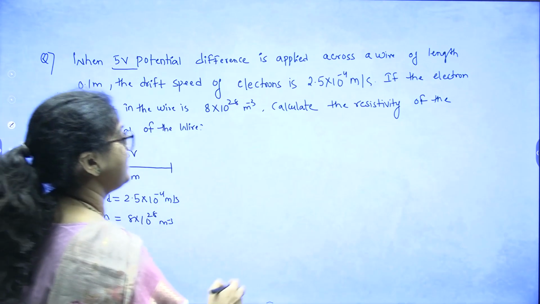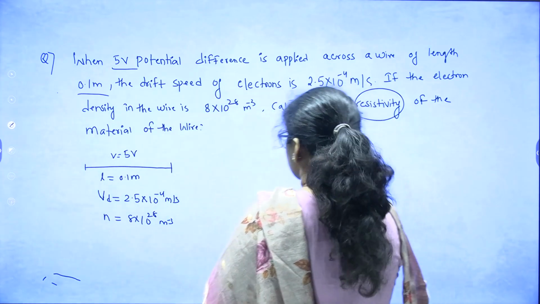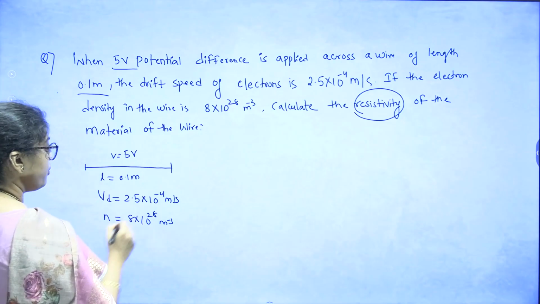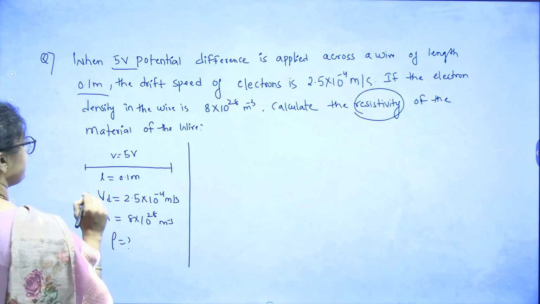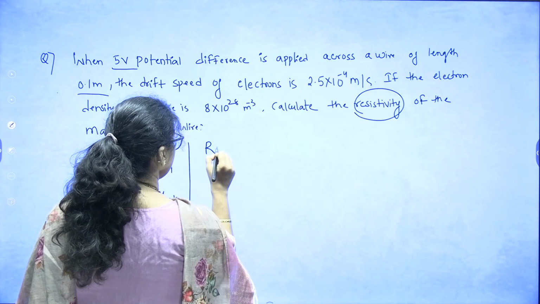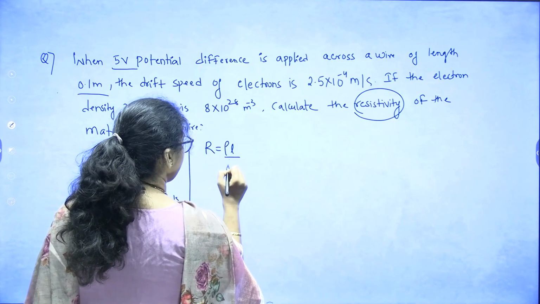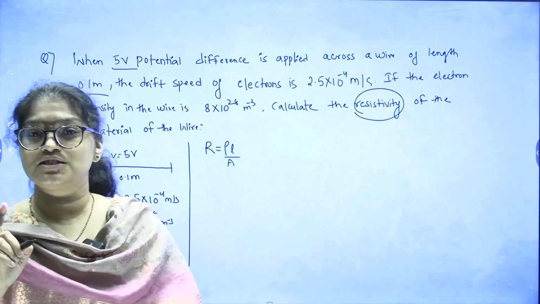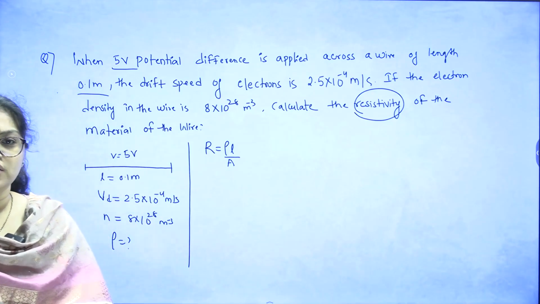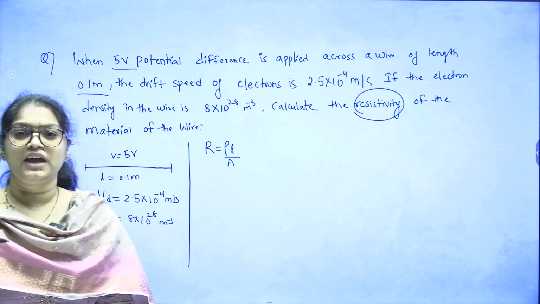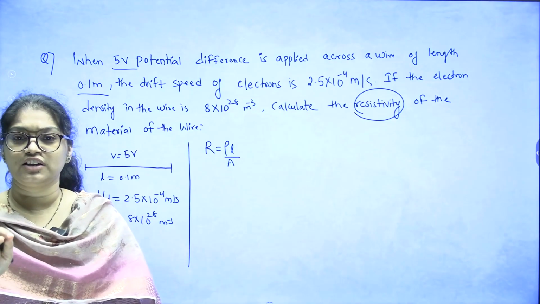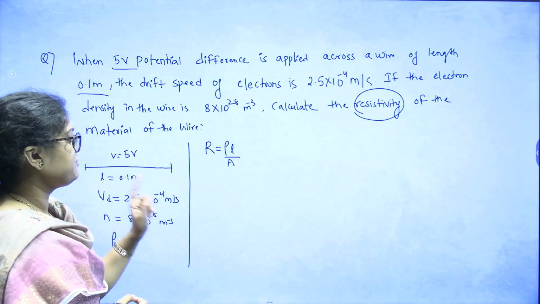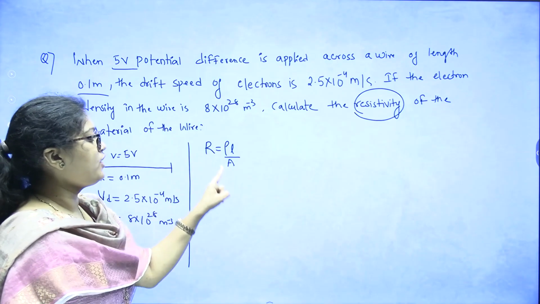So we have to calculate the resistivity. Resistivity is denoted by the letter rho. How? I know the formula, only one: R is equal to rho L by A. One important thing is that application of the formula is very important here, not only here, in any subject. If you know the formula, that is not enough. Application is very important.